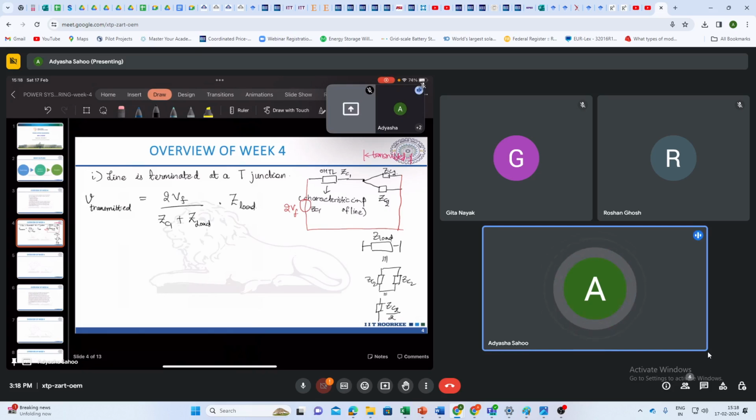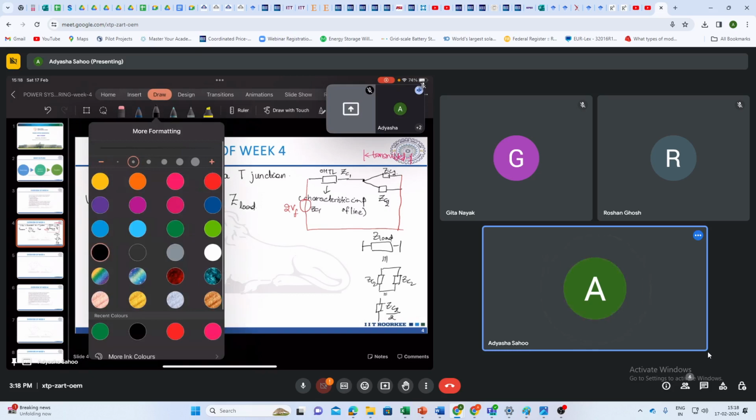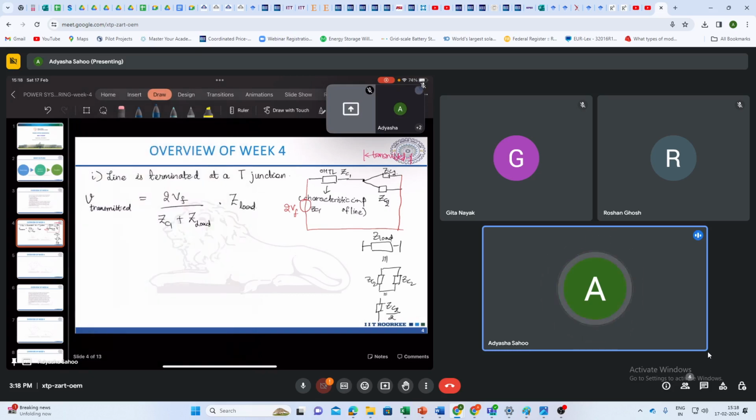So here if I replace Z load by ZC2 by 2 for this case, I will get the transmitted voltage as 2VF divided by ZC1 plus ZC2 by 2, times ZC2 by 2.